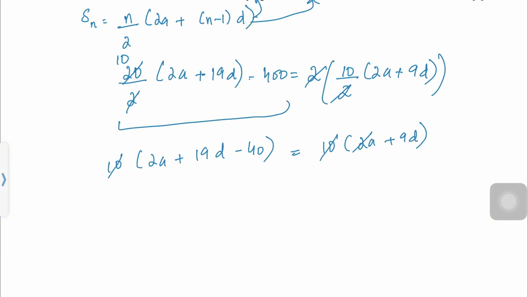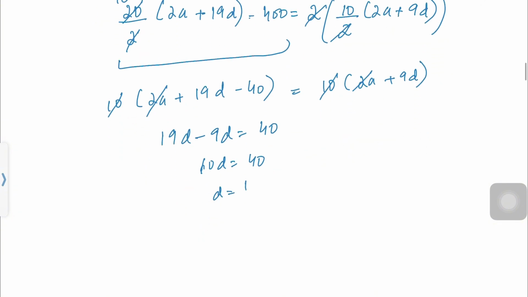So this 10 and 10 would be cancelled out. This 2a and 2a would be cancelled out by subtracting it. That would be 19d minus 9d equal to 40. 10d is equals to 40. Our d will be 4. So we get our d as 4. We have got our d.